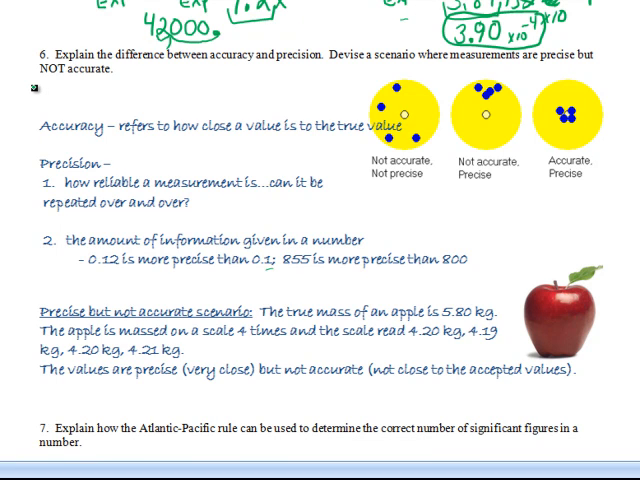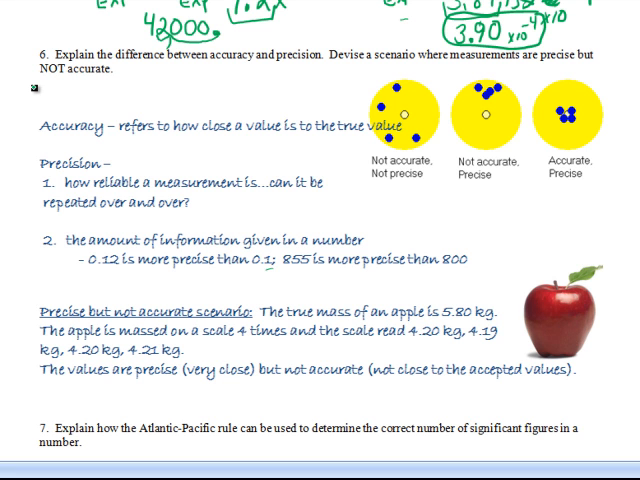Okay, so number 6 deals with accuracy and precision. Now, accuracy refers to how close a value is to the actual or true value, the accepted value. So if you're trying to get the density of something, and you know in a textbook it tells you that the density is 5.0, and you come very, very close to 5.0, then you know you're accurate. If you're not anywhere close, then you're not accurate at all.